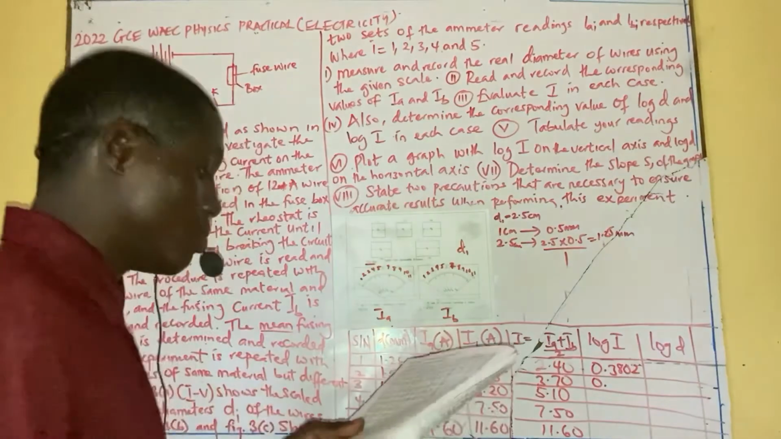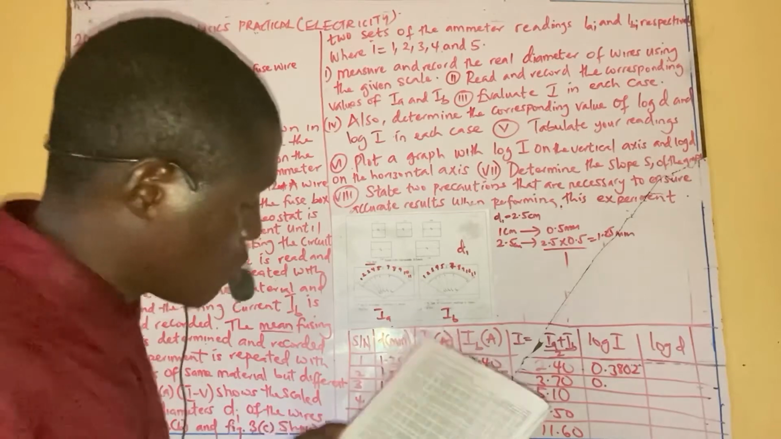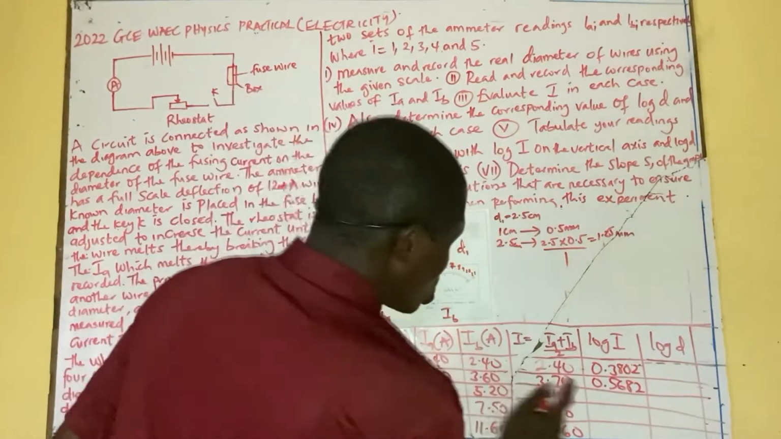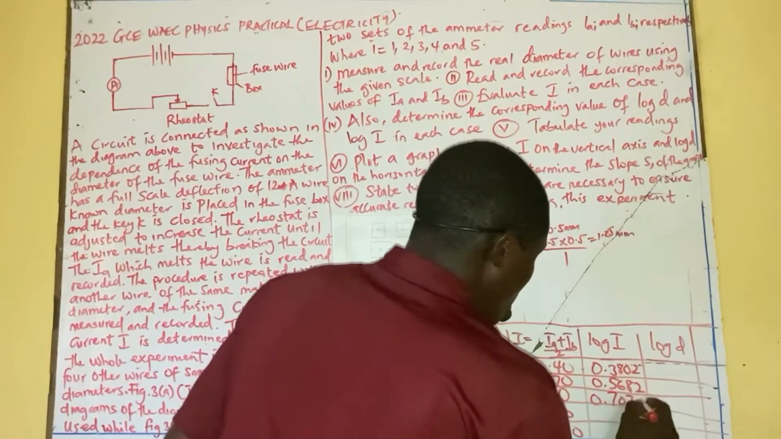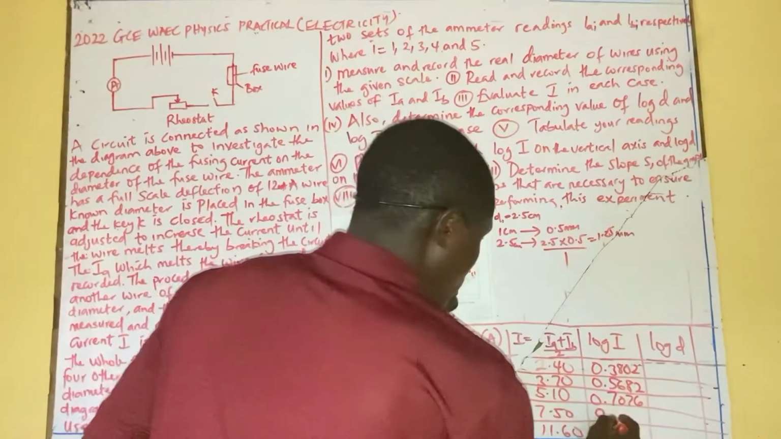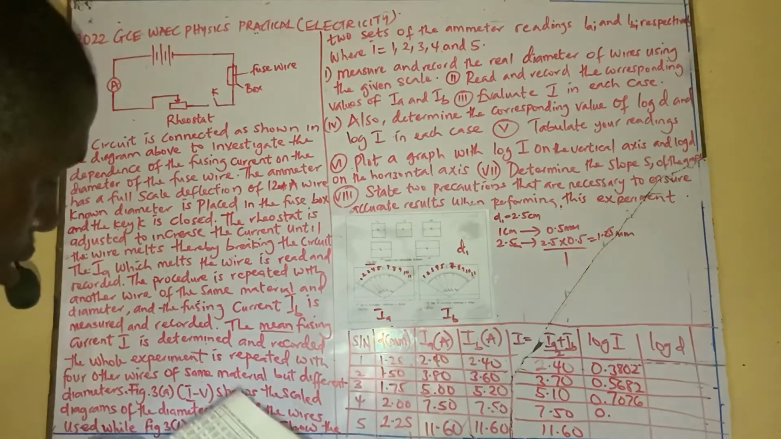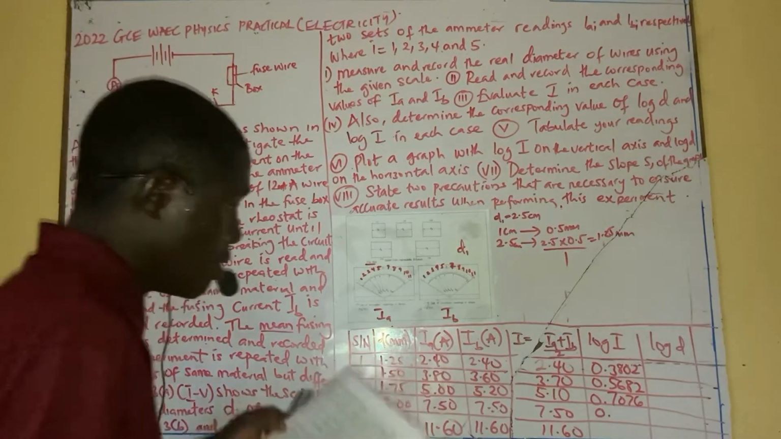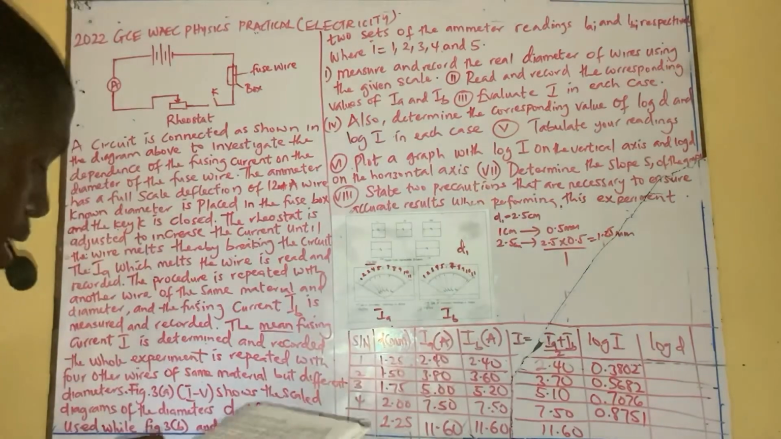Now here is going to be 0. Log 37 now will give us 5682. Now also 0. Log 51, we have 7076. Then log 75 is 8751.